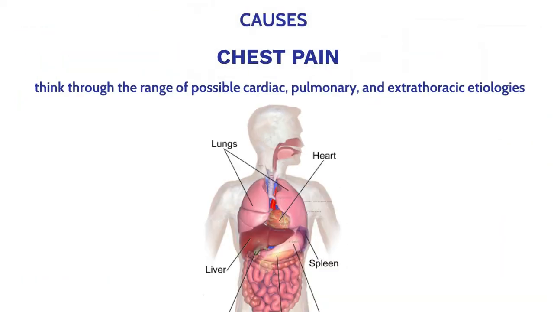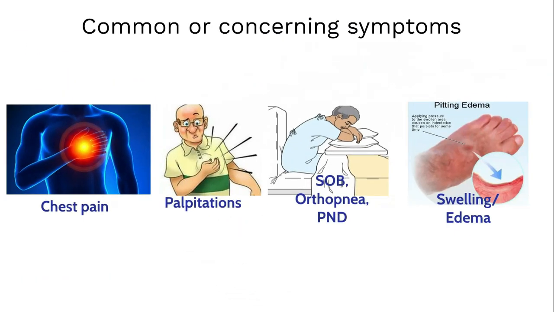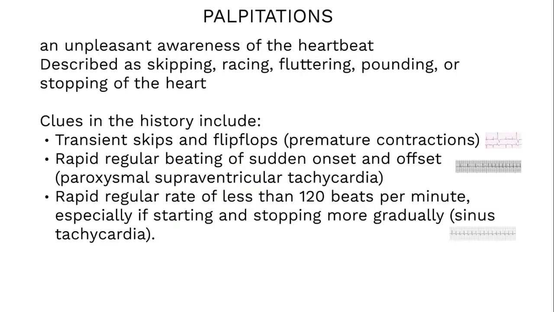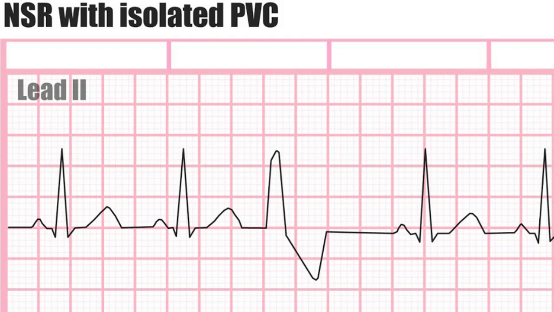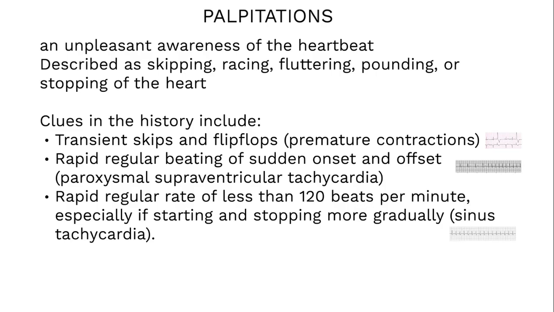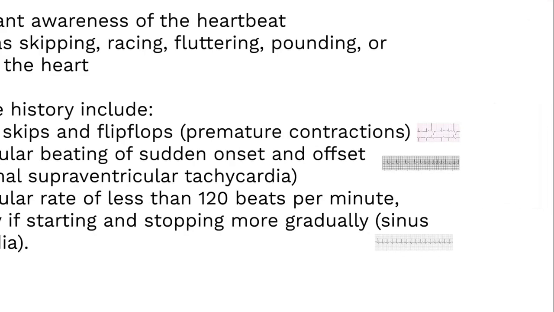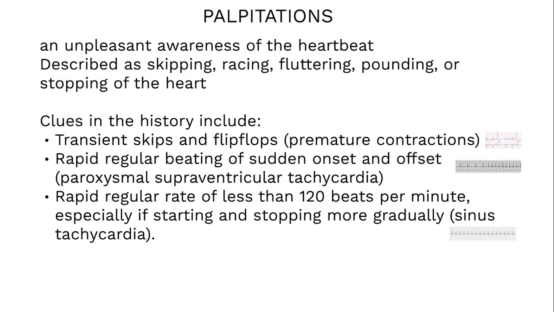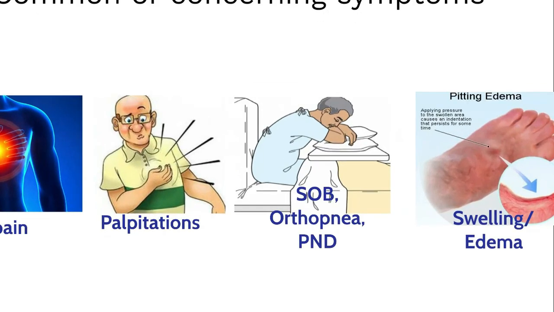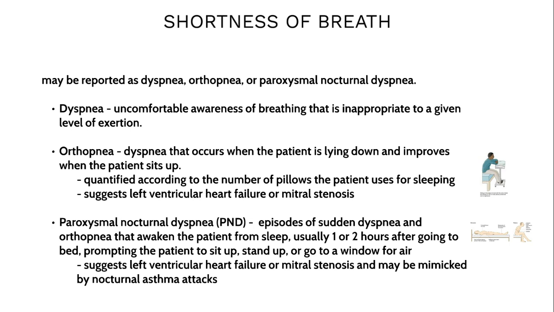Okay. The next one is palpitation. This is an unpleasant awareness of the heartbeat. If the patient has premature ventricular contractions, then the patient can have transient skips and flip-flops. If the patient goes from normal to a rapid regular heartbeat, you would think of paroxysmal supraventricular tachycardia. Shortness of breath can be reported as dyspnea, which is an uncomfortable awareness of breathing.